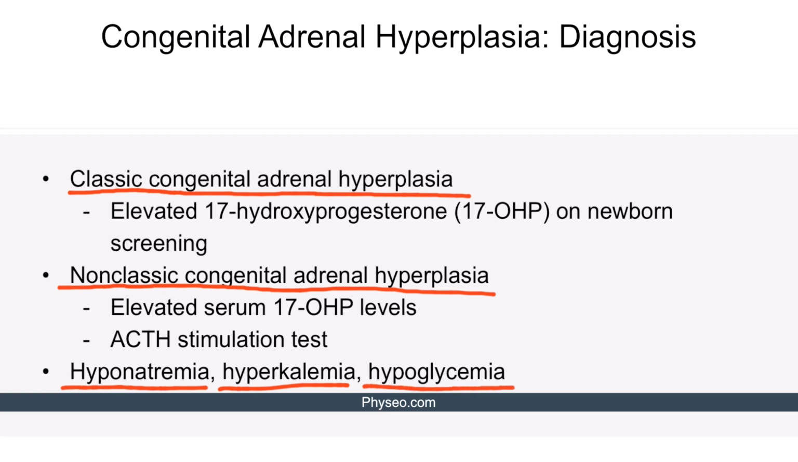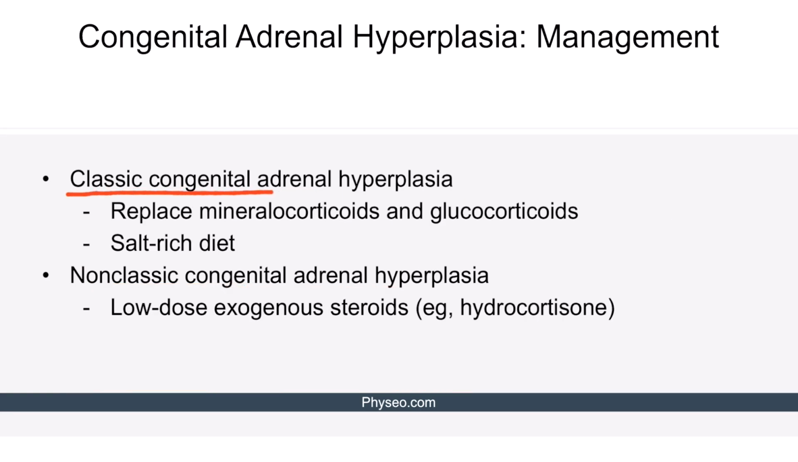Hyponatremia and hyperkalemia occur due to a deficiency in aldosterone, whereas hypoglycemia occurs due to a deficiency of cortisol. The management of classic congenital adrenal hyperplasia is with replacement of mineralocorticoids and glucocorticoids, as well as adherence to a salt-rich diet. Non-classic congenital adrenal hyperplasia, on the other hand, is treated with low-dose exogenous steroids, such as hydrocortisone.